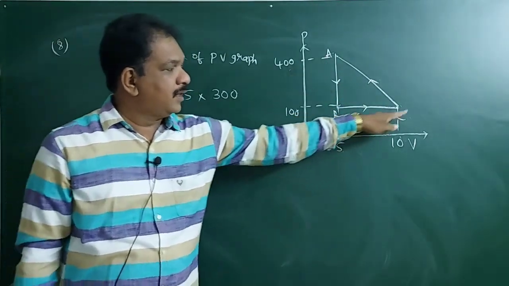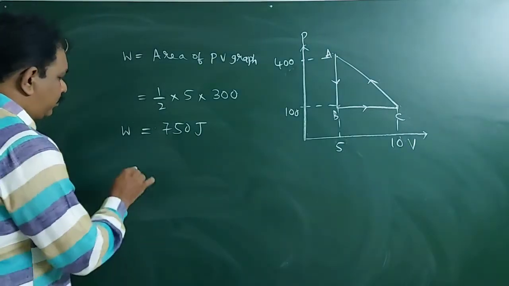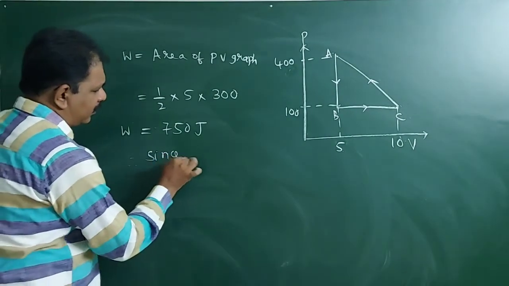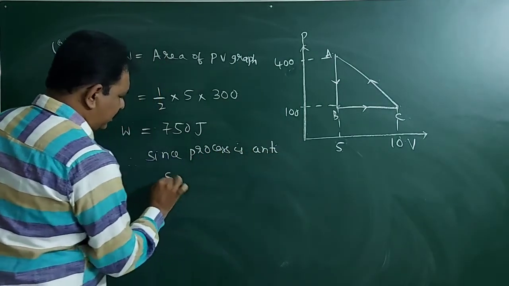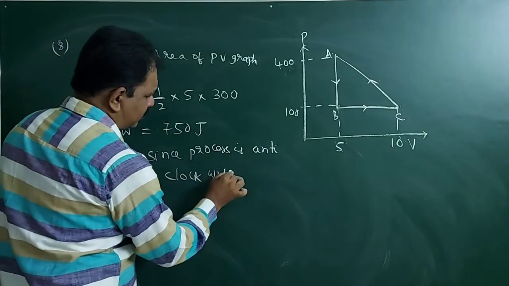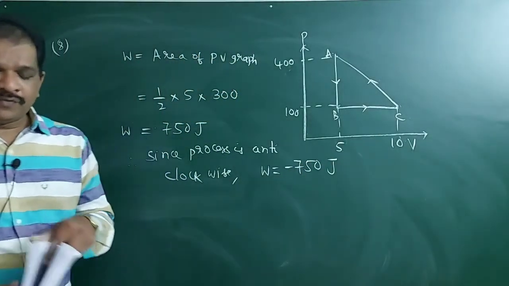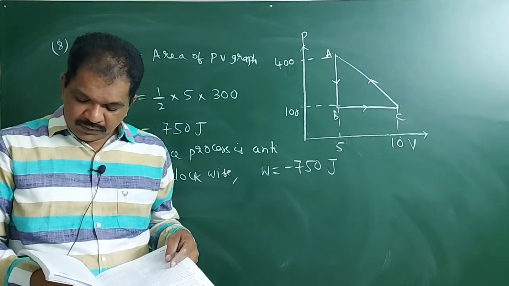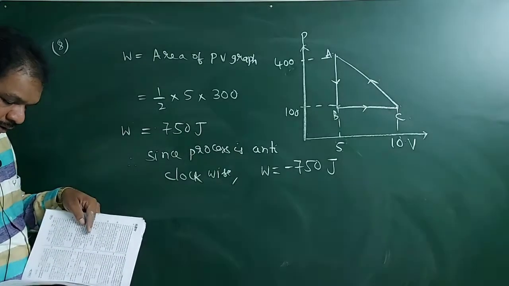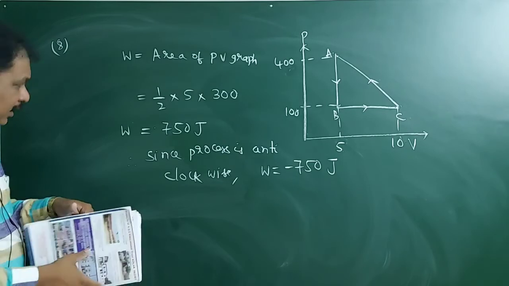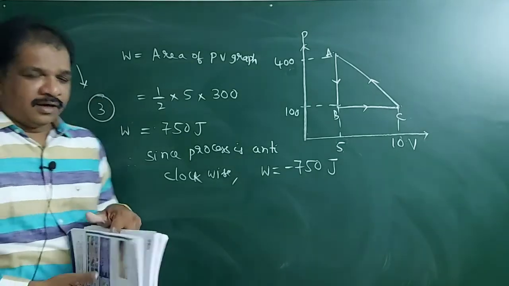Now you observe whether this is in clockwise direction or anti-clockwise direction. Arrows are in anti-clockwise direction. Okay. So work done will be negative. Therefore, since the process is anti-clockwise, W is equal to minus 750 joules. Okay. So this is the ninth question, we missed the eighth, I think. And ninth, it will be the third option.